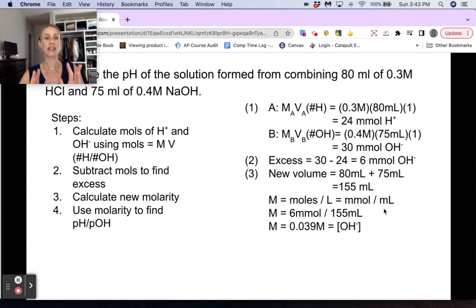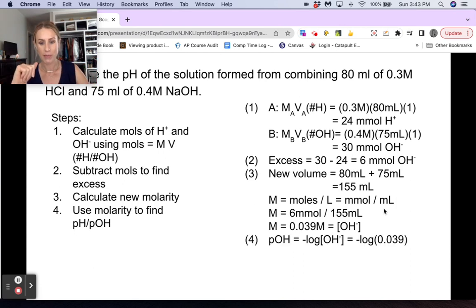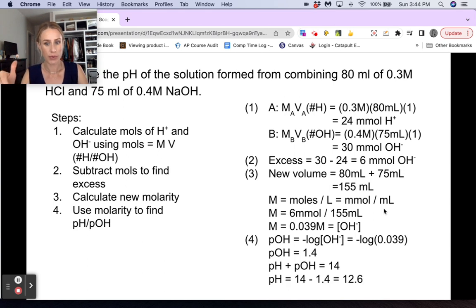Now from this, I know that I want to get pH, but I can't directly get pH from the concentration of hydroxide. So first I need to find pOH. My pOH is the negative log of the hydroxide ion concentration. Plugging this in here, we get negative log of 0.039, which ends up being 1.4. And then I know that pH plus pOH equals 14, so I can use this equation to find my pH. My pH is going to be just 14 minus my pOH, 1.4, and so I end up getting 12.6 for my pH, which makes sense, right? Because I have an excess of hydroxide, so this should be a basic pH.